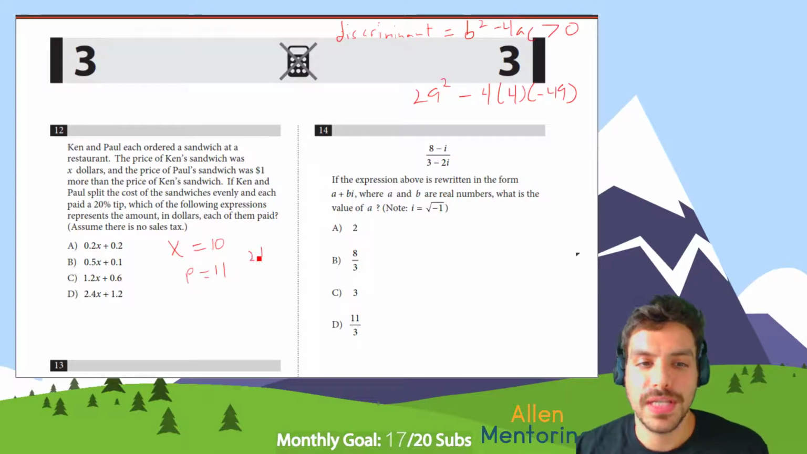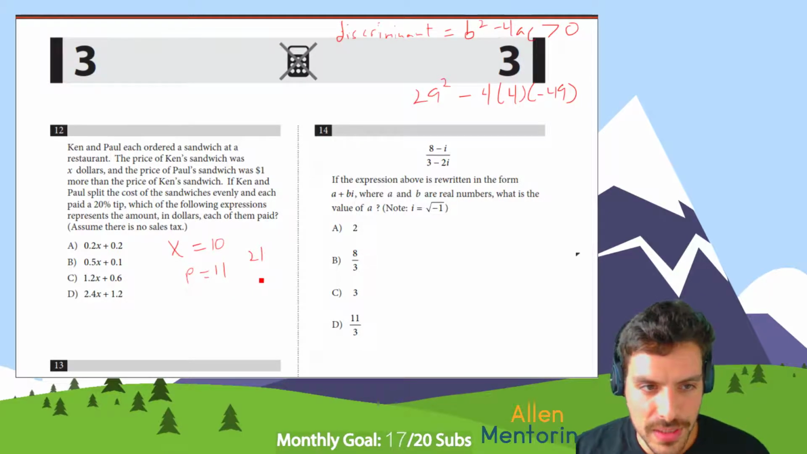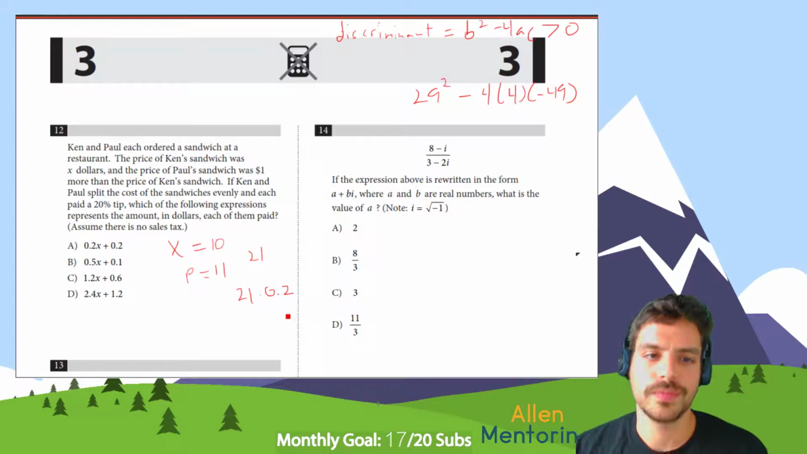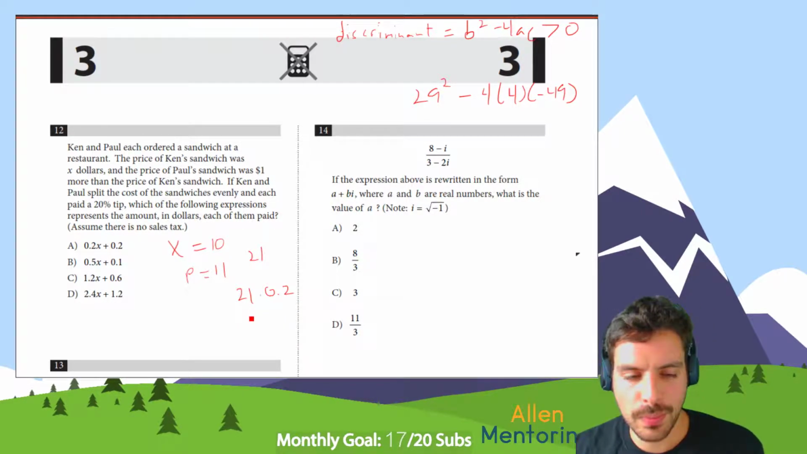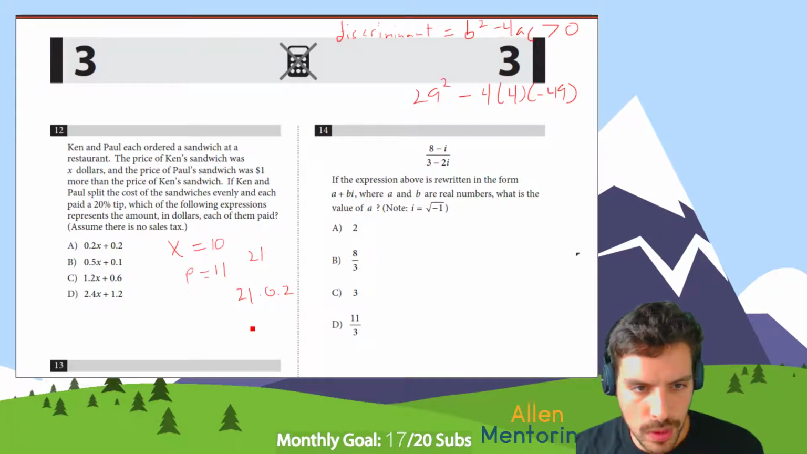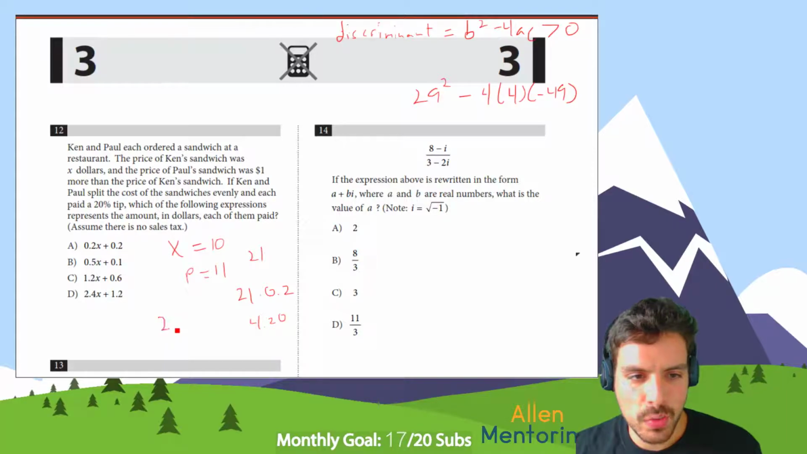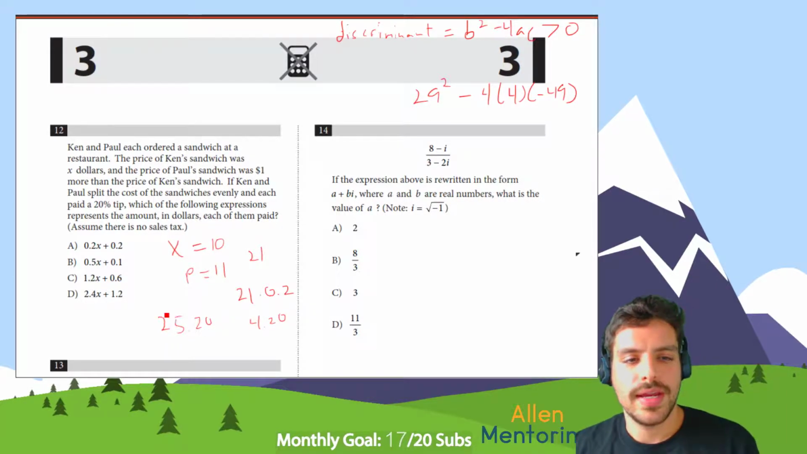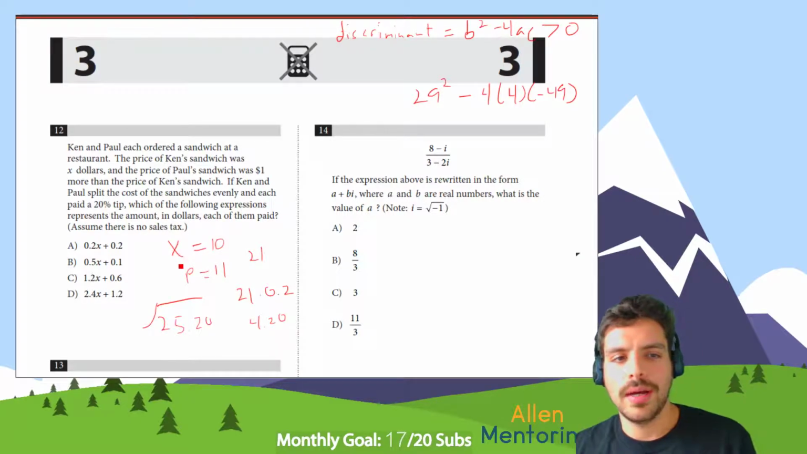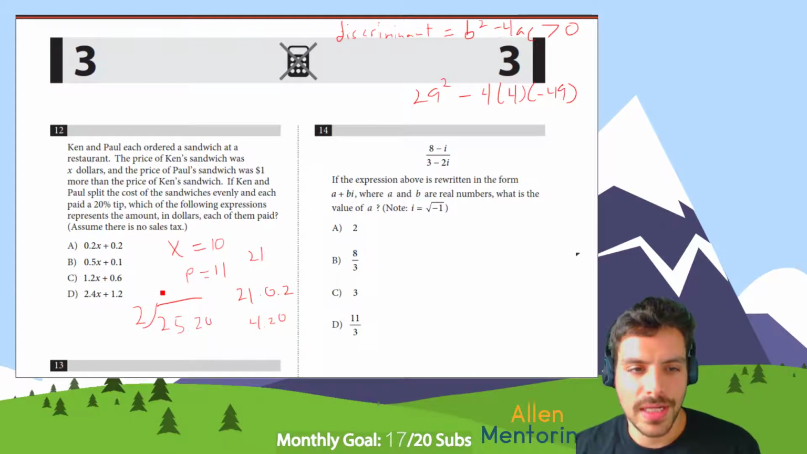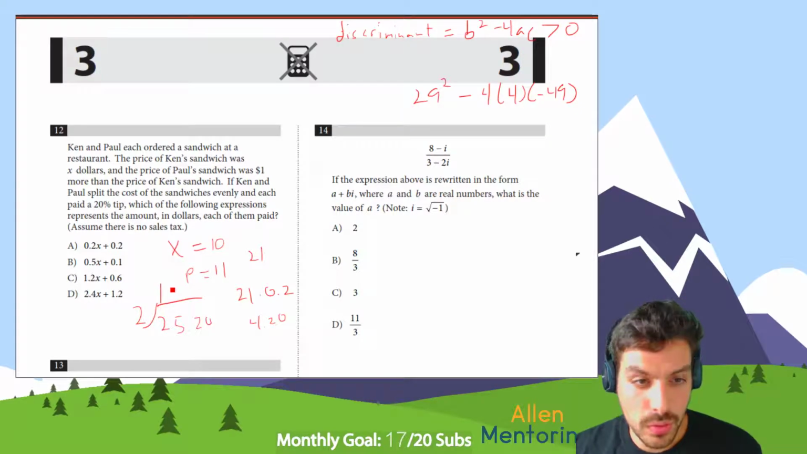Okay, they paid a 20% tip. What is 20% of $21? Well, 20% of $21 is 21 times 0.2, and 21 times 0.2 is $4.20. So now together everything is $25.20. Now if we divide it by 2, because they're asking us how much each of them pays, that would be $12.